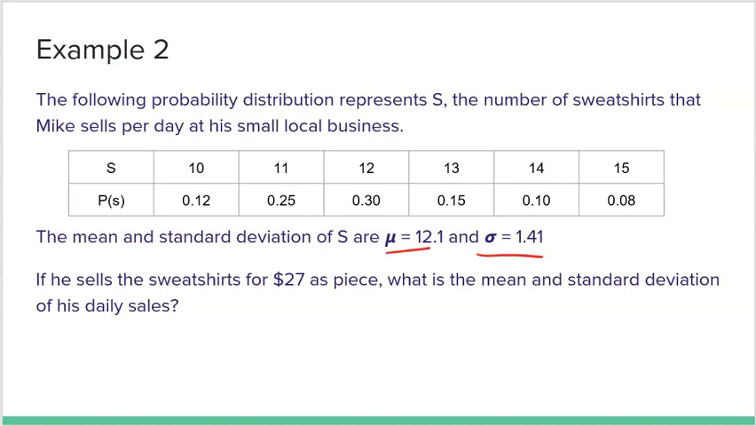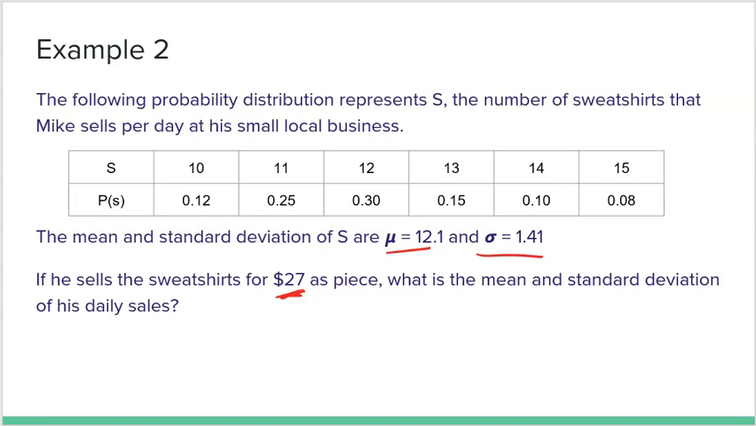Now, I hope you remember how to do it. You could certainly use your calculator or you could use the formulas, but I went ahead for you just to save you some time. And the average number of sweatshirts that Mike sells is 12.1 over the long run with a standard deviation of 1.41. The question is, if he sells his sweatshirts for $27 a piece, what is the mean and the standard deviation of his daily sales? So all we're doing is saying that each sweatshirt, if sold, costs $27.